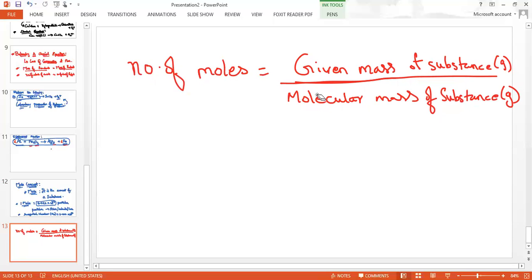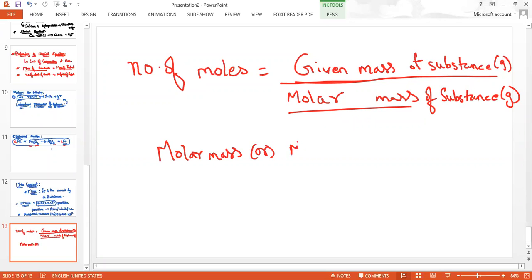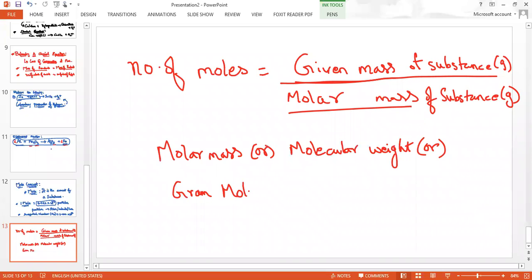Actually, this is not exactly molecular mass, it is called molar mass, but that is not wrong, you can write molecular mass also. Exactly speaking, this is called molar mass, or molecular weight, molecular mass, or it is also called gram molecular mass. These are different terms for the same thing.